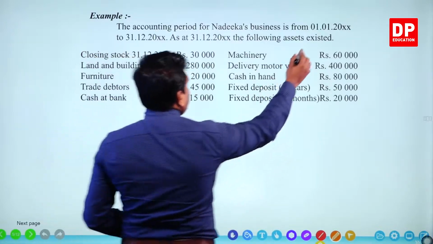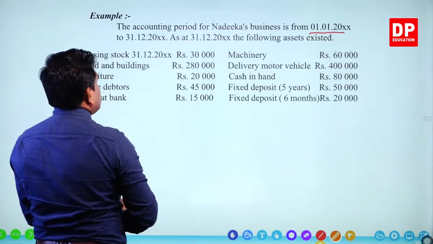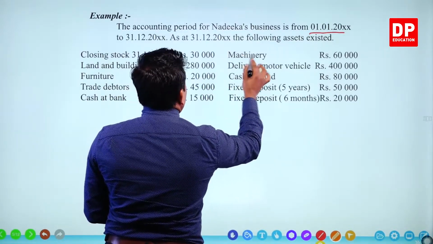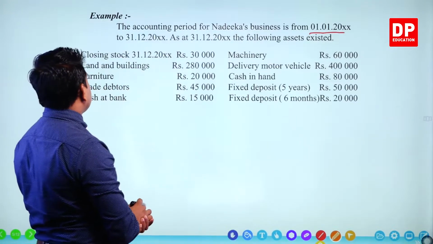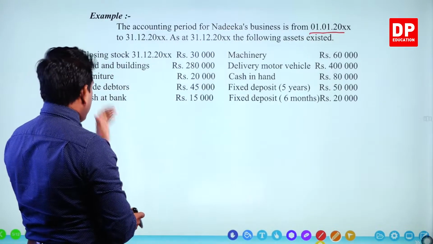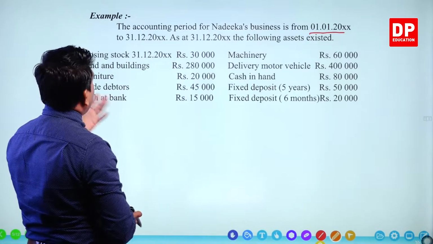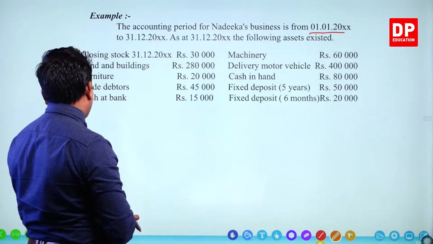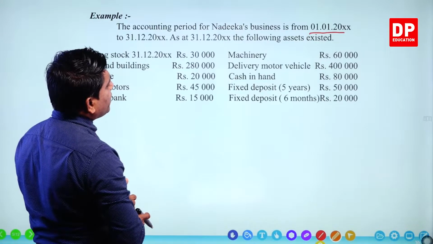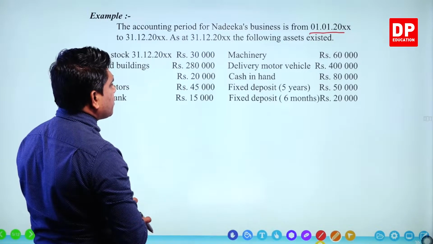The accounting period is from 1st of January 2020 to 31st December of the same year. As at 31st December 2020, the following assets existed. Closing stock, the remaining stock, 30,000. Land and building 280,000. Furniture 20,000. Trade debtors 45,000. Cash at bank 15,000. Machinery 60,000. Delivery motor vehicle 400,000. Cash in hand 80,000. Fixed deposits 50,000.